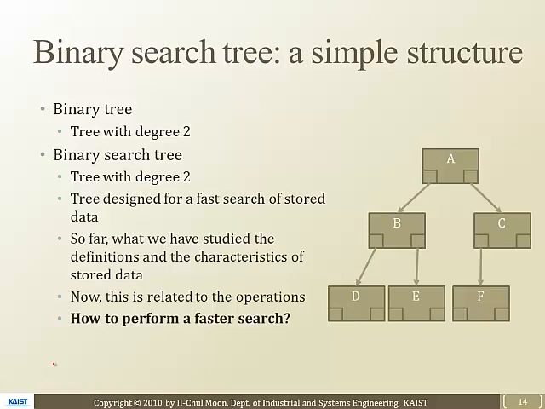But it's not just a binary tree, it's called a binary search tree. It has more conditions to facilitate the search operations. Here, it has a degree 2, but this tree is designed for a fast search of stored data. Fast search, that's the key. It supports quick search.